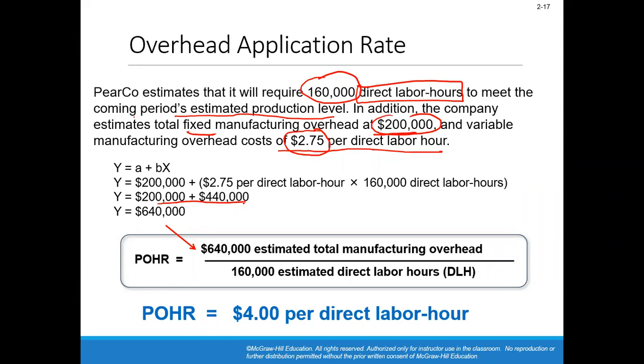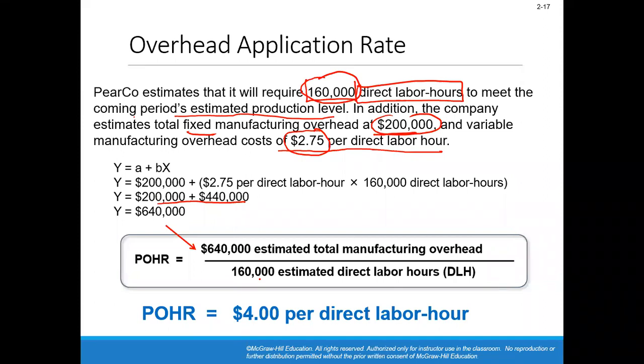What I need to do now is get the predetermined overhead rate by dividing the total estimated manufacturing overhead of 640,000 by the estimated allocation base. What is my allocation base here? Direct labor hours, which is 160,000. So what will be my predetermined overhead rate? $4 per direct labor hour.